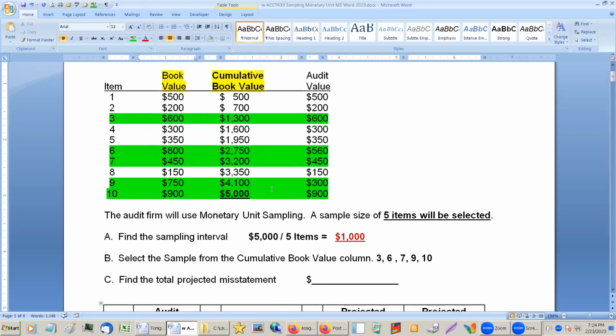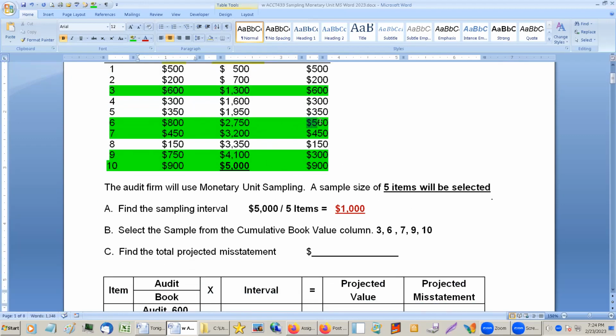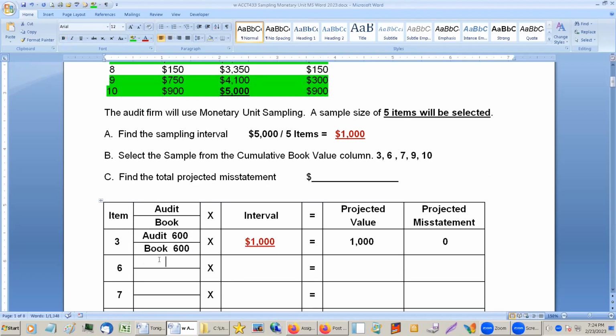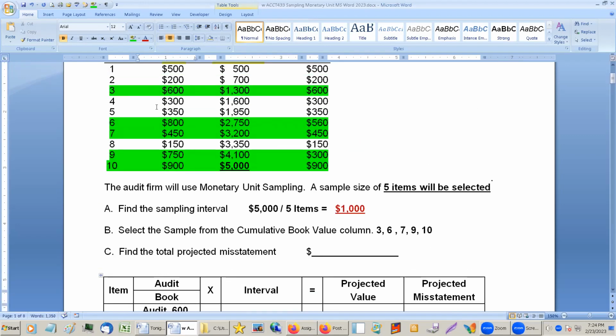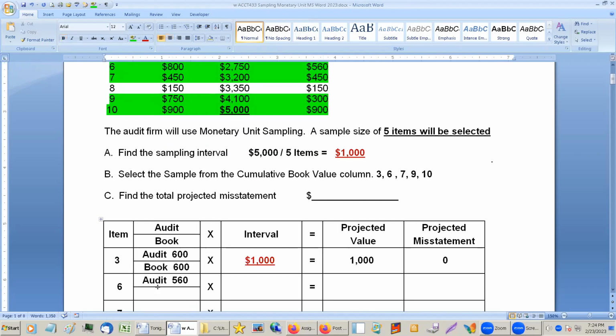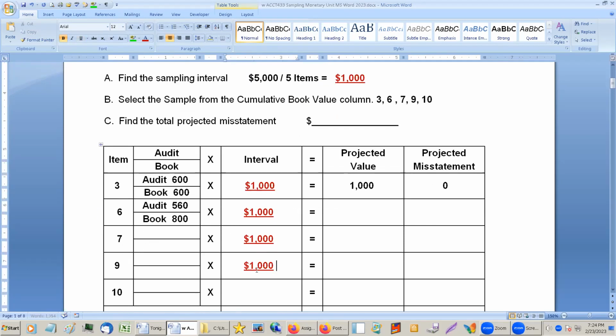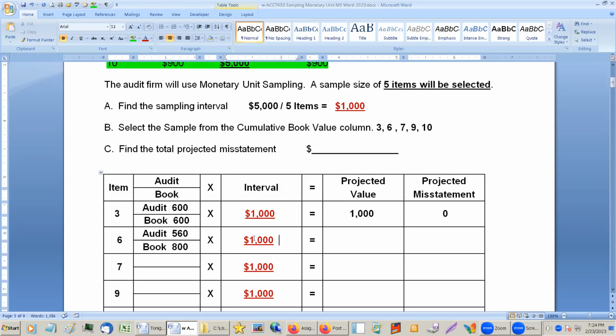Okay. So we're done with that one. Let's go to number 6. The audit amount is 560. And the book amount is 800. The interval is going to be exactly the same for all these. Actually, I was going to be lazy and put them all in right now. Okay, so 560 divided by 800. Then multiplied by 1,000.